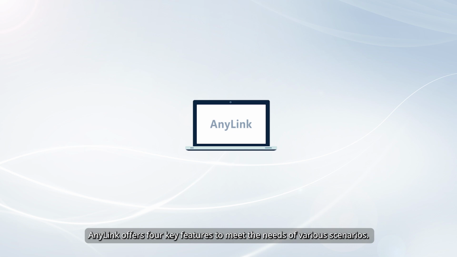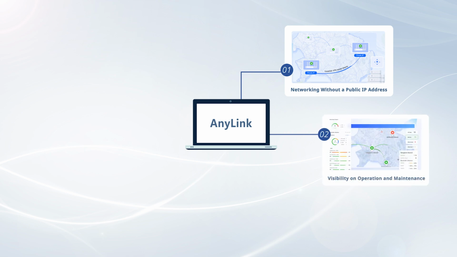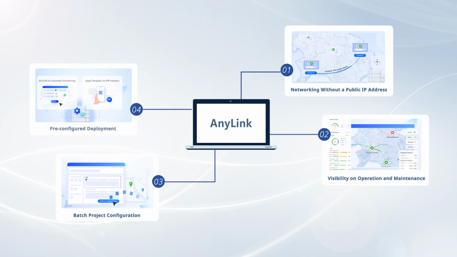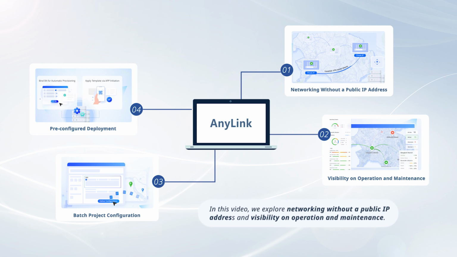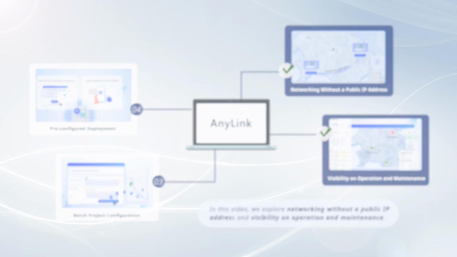AnyLink offers 4 key features to meet the needs of various scenarios: networking without a public IP address, visibility on operation and maintenance, batch project configuration, and pre-configured deployment. 2 videos will be released to explain these 4 features. In this video, we explore networking without a public IP address and visibility on operation and maintenance.